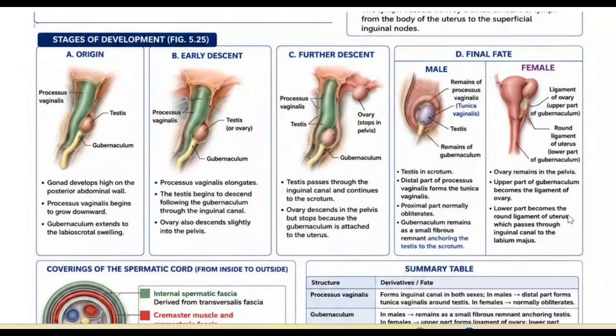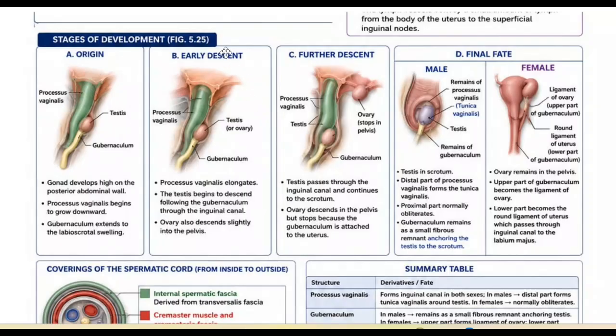Now if we understand the stages of development of the inguinal canal, there are actually 4 stages. The first is the origin. So what happens in the origin? The gonad lies high on the posterior abdominal wall. The processus vaginalis begins to grow downward, and the gubernaculum extends towards the labioscrotal swelling. That happens in the origin.